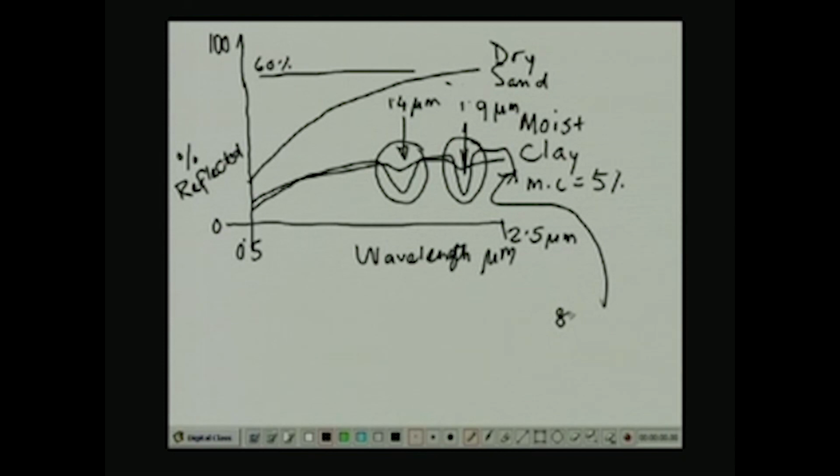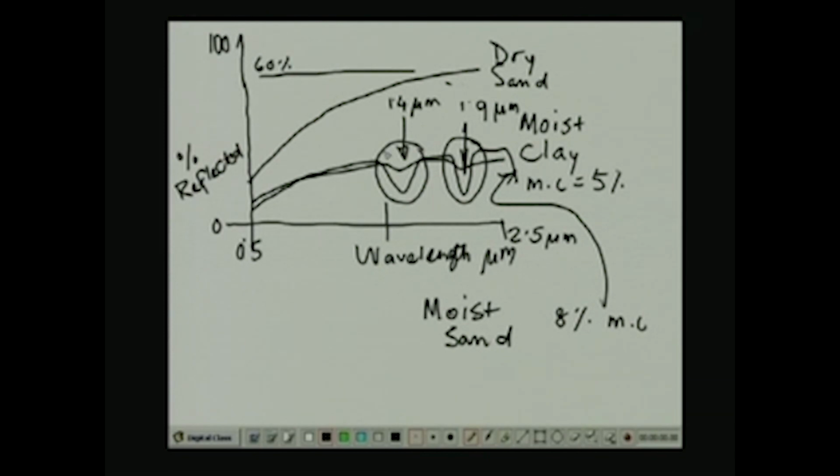8% moisture content. This one is moist sand. So, what I want you to look at is the remarkable similarity of the moist sand and moist clay over in this region of bandwidth from about 1.5 micrometer to about say 1.2 micrometer. So, they are largely similar.